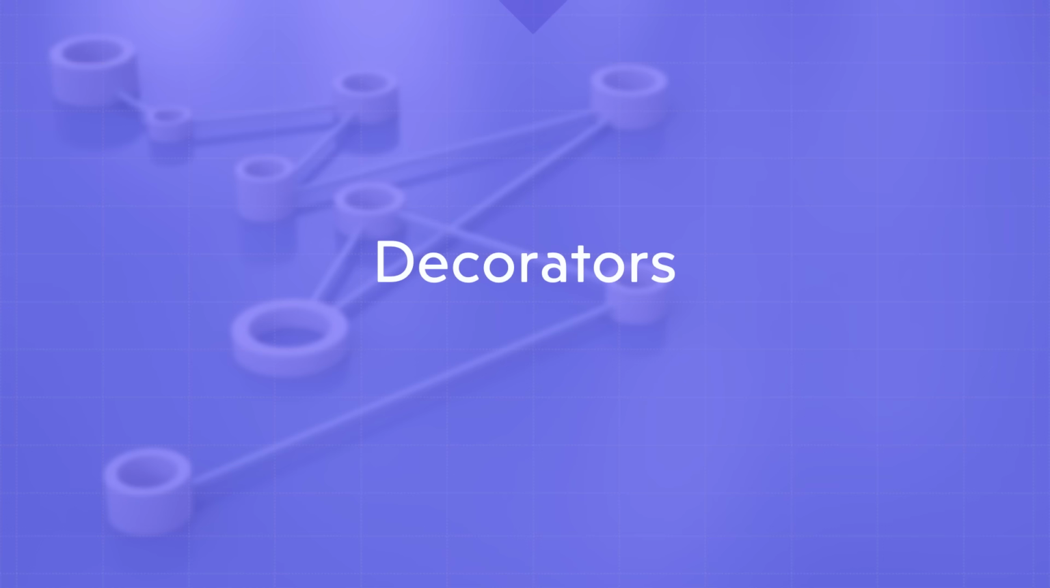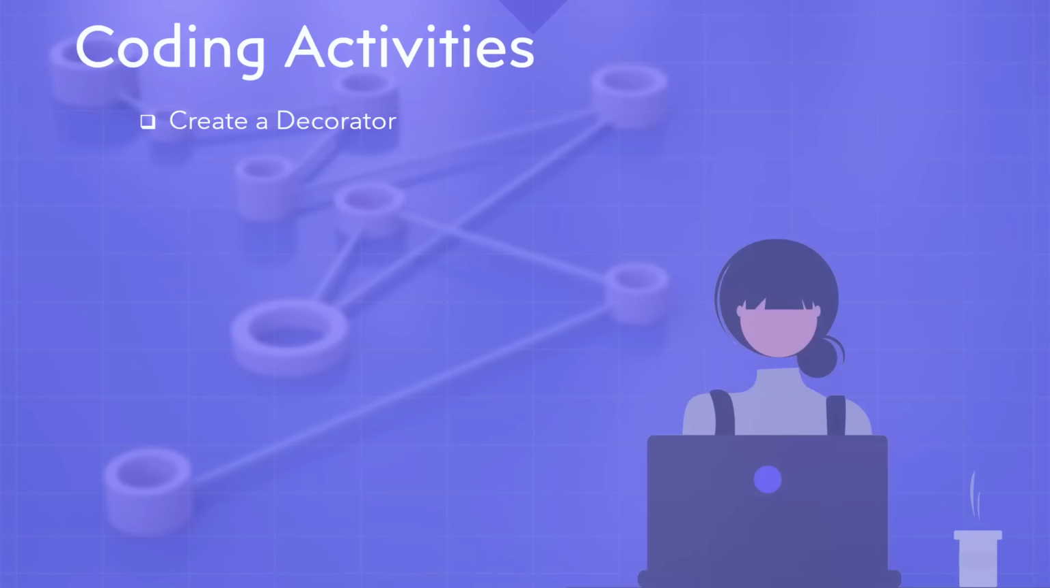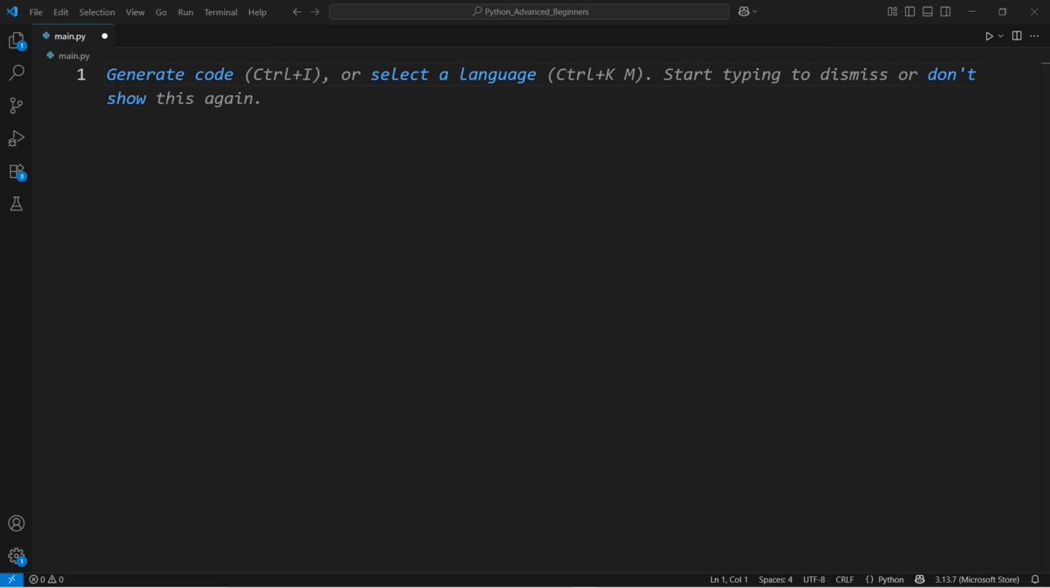Our next topic is decorators. A decorator is a special function that can modify the behavior of another function without affecting the original function's code. A decorator must contain a wrapper function which executes its code before and after the original function is called. Decorators are used because they add extra functionality to functions, classes, and methods. For our coding activities, we will create a decorator. In this coding activity, we will create a decorator.